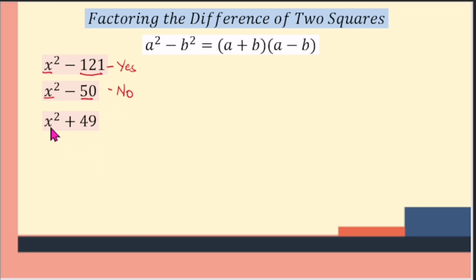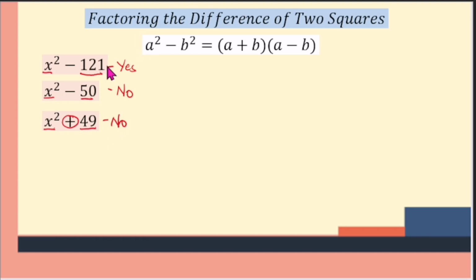Dito naman sa pangatlo, x squared plus 49. Perfect square ito, perfect square din si 49, but as you can see, ang sign is plus. So, hindi rin pwede kasi difference of two squares dapat. So, hindi rin ito difference of two squares.